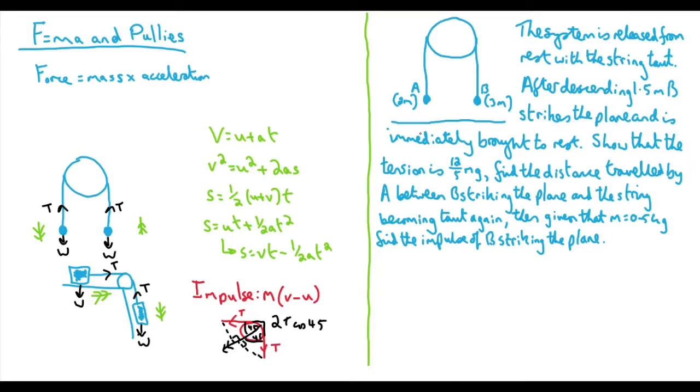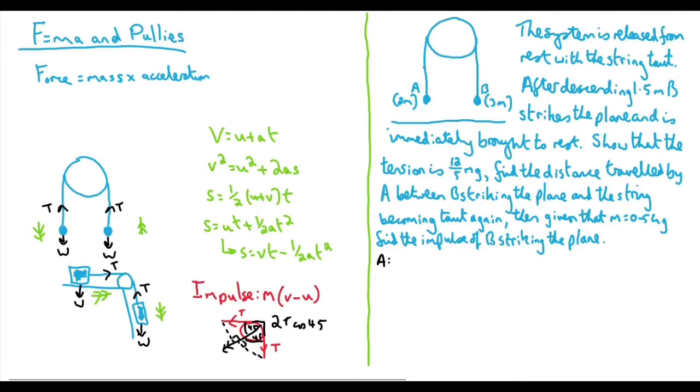Okay, well, to start off with, if we're going to be working out what the tension in the string is, we're going to need some F = ma expressions for both A and B. For A, because it is the lighter of the two masses, it's going to be travelling upwards.